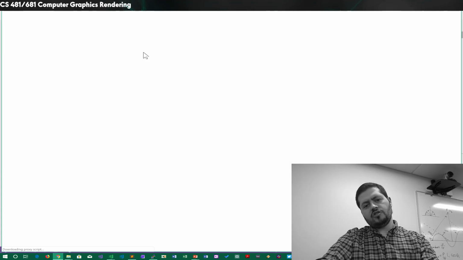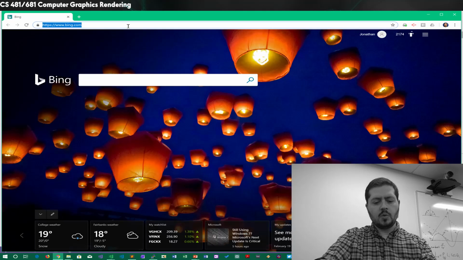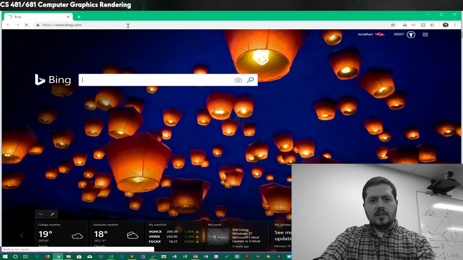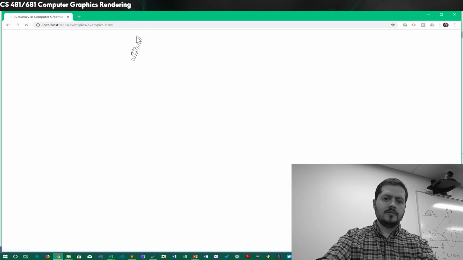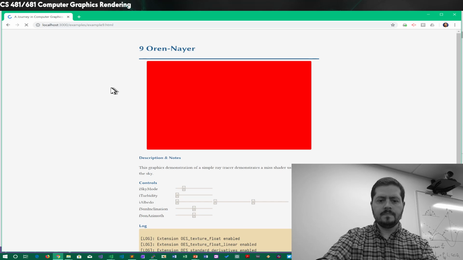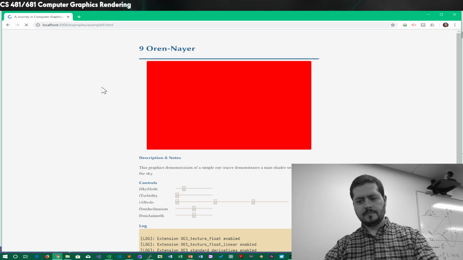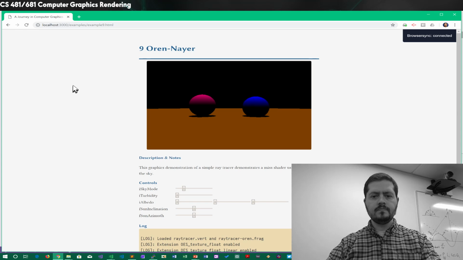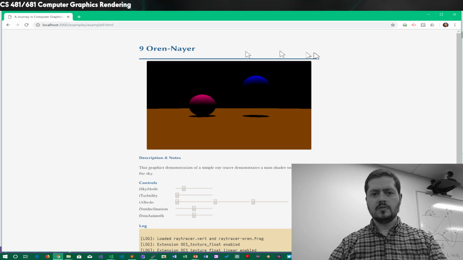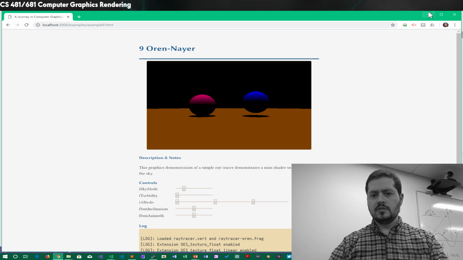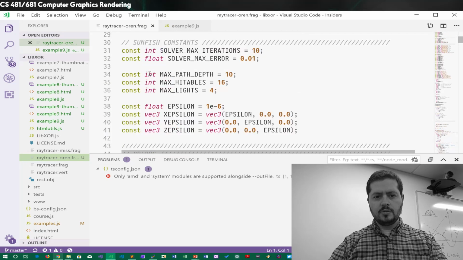So I found that Edge is pretty good, I like to make sure that everything works in Edge, but I find that Chrome still has a slightly better debugger. So I'm going to use Chrome for debugging purposes. Okay, so that's working. Good deal. All right, so let's go down here.